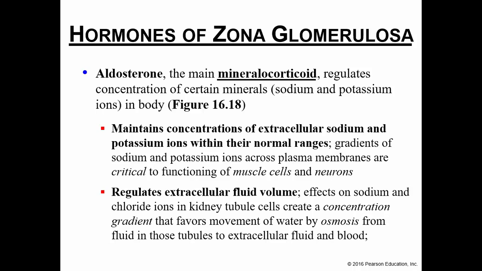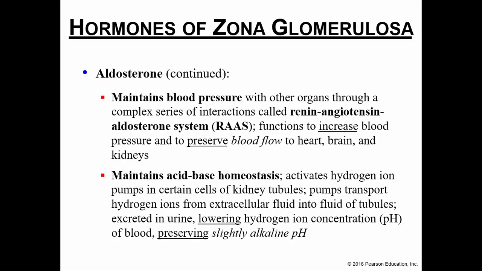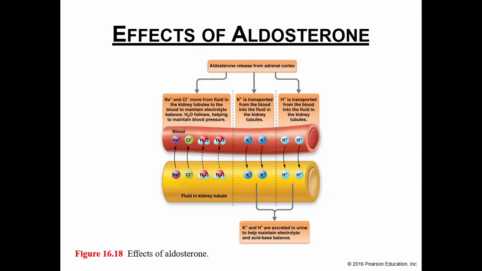It also regulates the fluid volume of the extracellular fluid by creating a concentration gradient. It helps maintain our blood pressure and making sure that we get enough blood going to the heart and the brain and the kidneys. And then it maintains our acid-base homeostasis. In our kidney tubules, it'll cause us to secrete more hydrogen ions, transporting more of these to our urine to lower our hydrogen ion concentration and cause our pH to become a little bit more alkaline. So those are all the effects of the aldosterone from the zona glomerulosa.